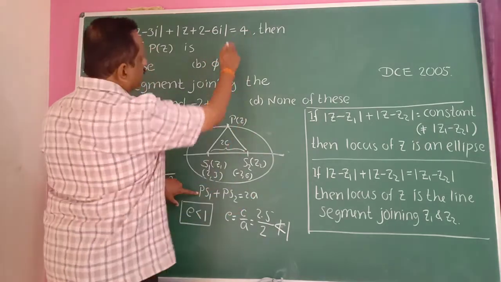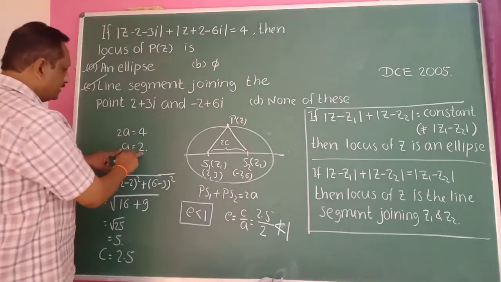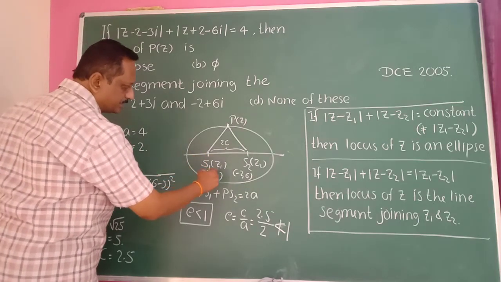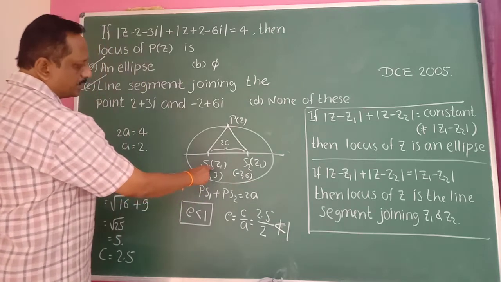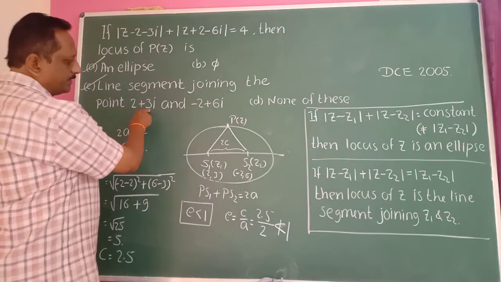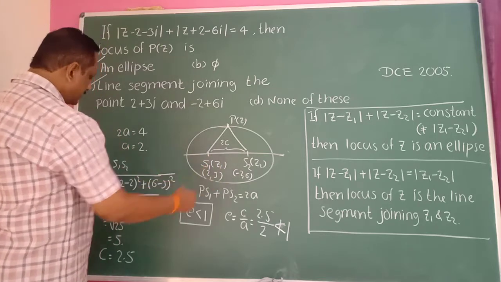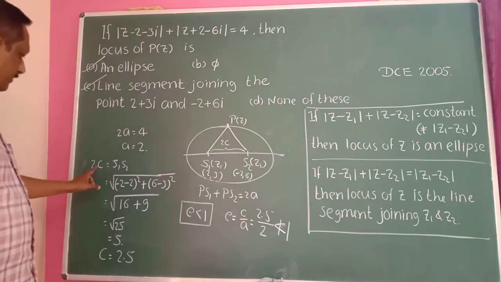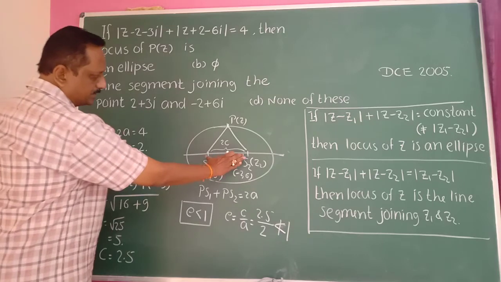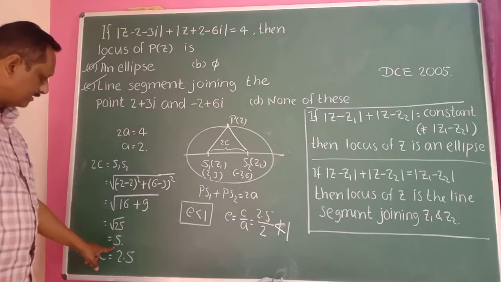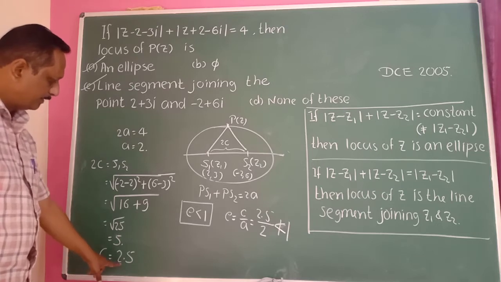So 2A is equal to 4, then A value is 2 here. And the distance between S1 and S2 means the distance between these 2 points here. The coordinate of S1 is (2, 3). The coordinate of S2 is (-2, 6). Then this distance is 5 units here. Therefore 2C, because this distance is always 2C, is equal to 5. Hence C value is 2.5.